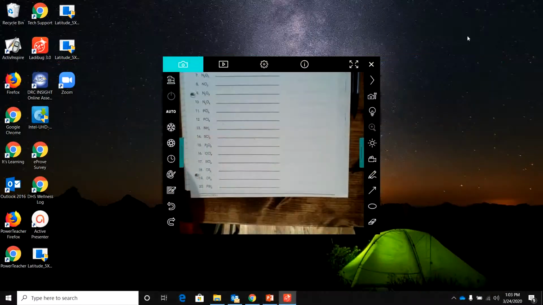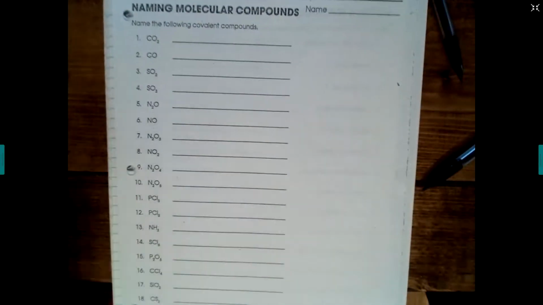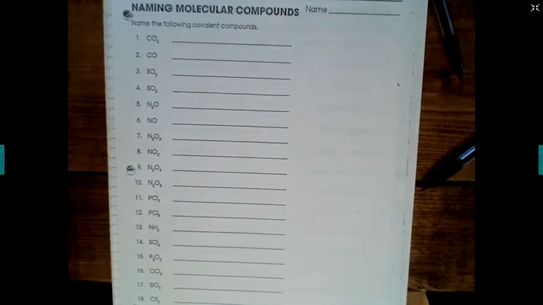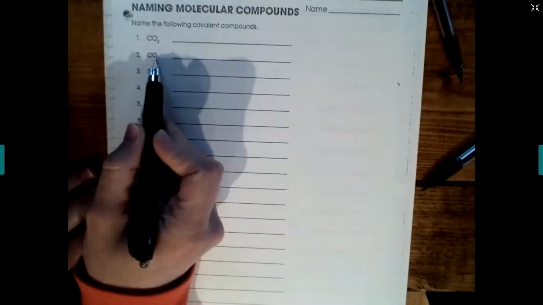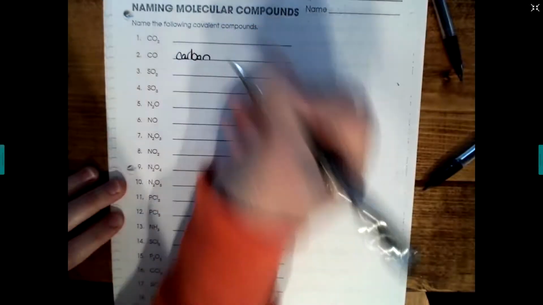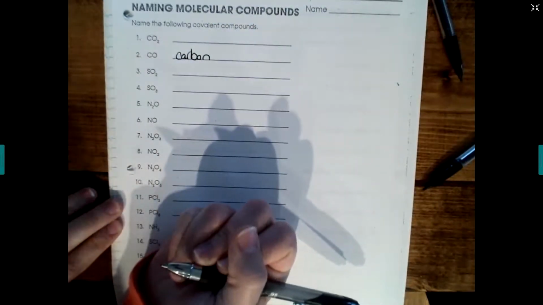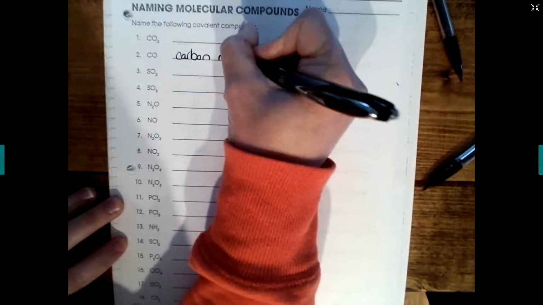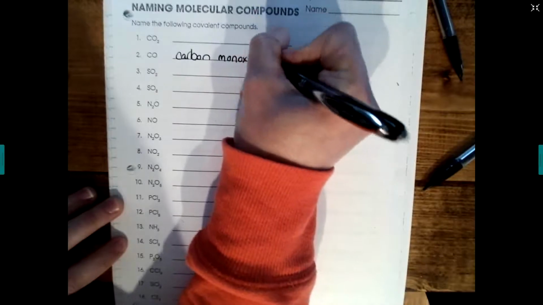All right, so I'm going to switch over to my document camera now, and this is the practice worksheet I've given you to do for this concept, and I'm just going to do a few of these with you. If you look at number 2, we have 1 carbon and 1 oxygen. So we never begin a name with mono. So I'm just going to write carbon. But for the second element, oxide, since there's only 1, I am going to write monoxide.